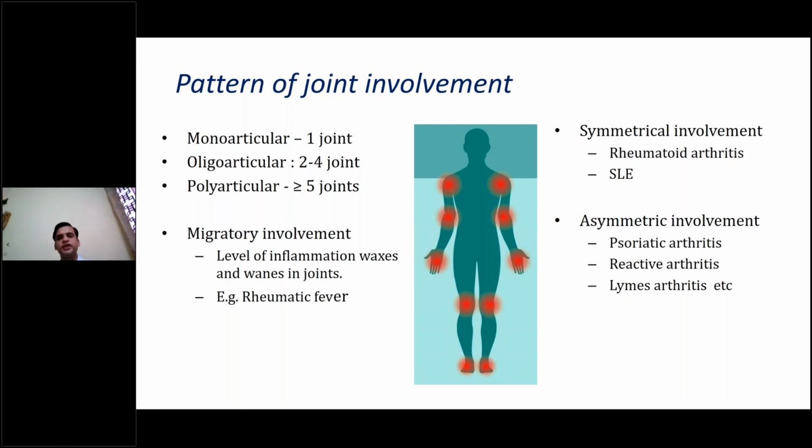Joint involvement can be symmetrical as well as asymmetrical. Symmetrical is usually seen in rheumatoid arthritis or SLE, while asymmetrical is seen in rheumatoid arthritis, post-traumatic arthritis, reactive arthritis, or Lyme's disease.